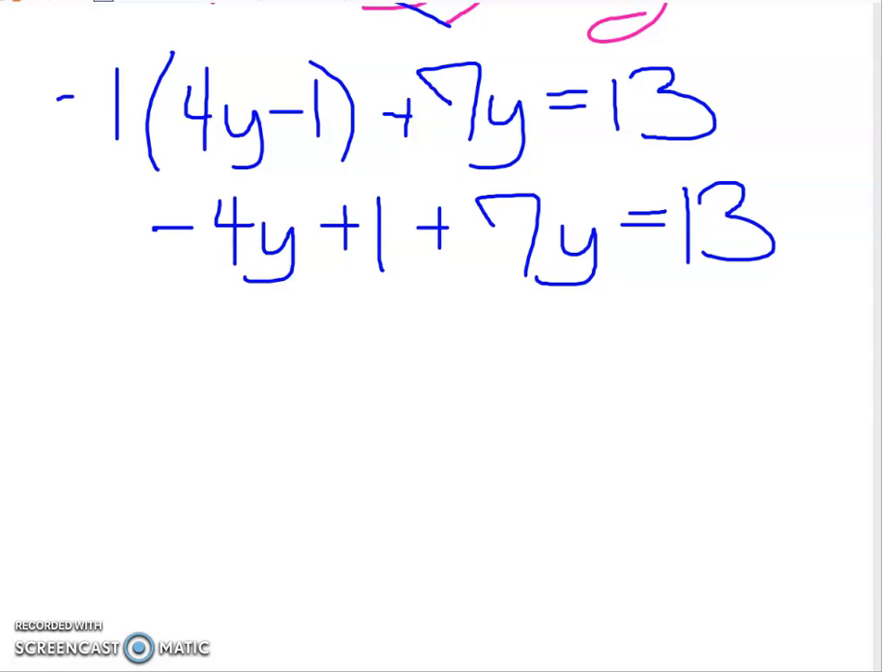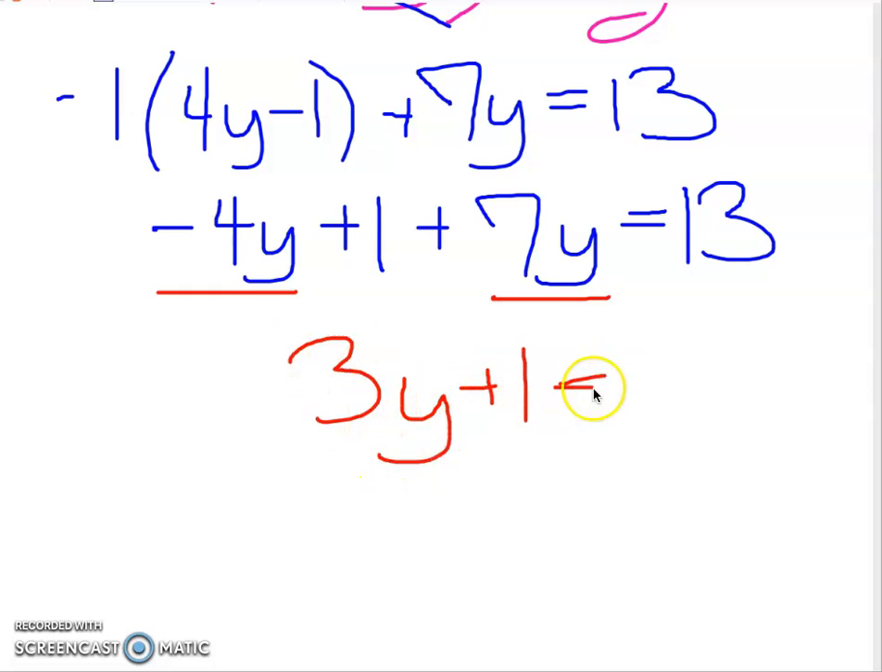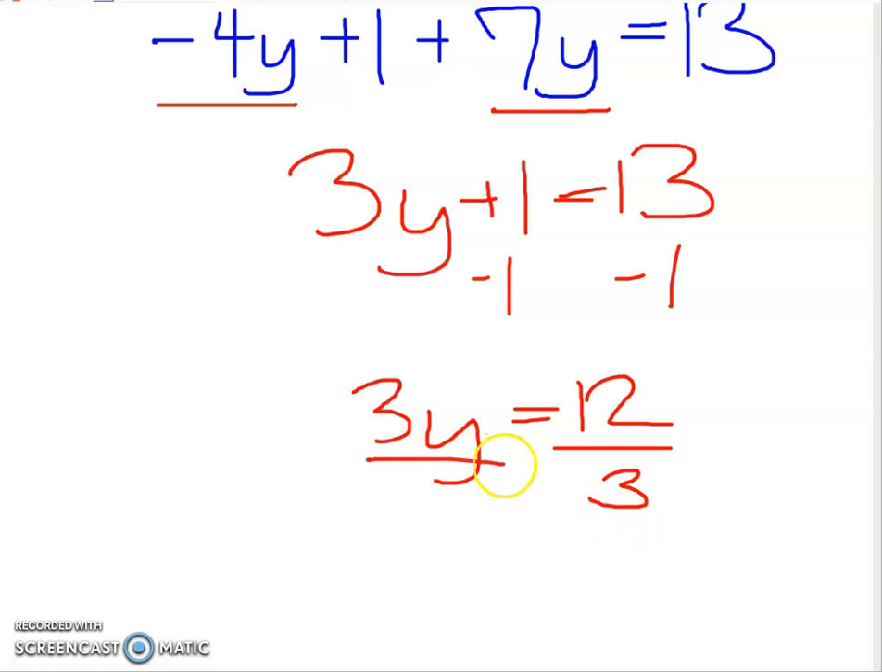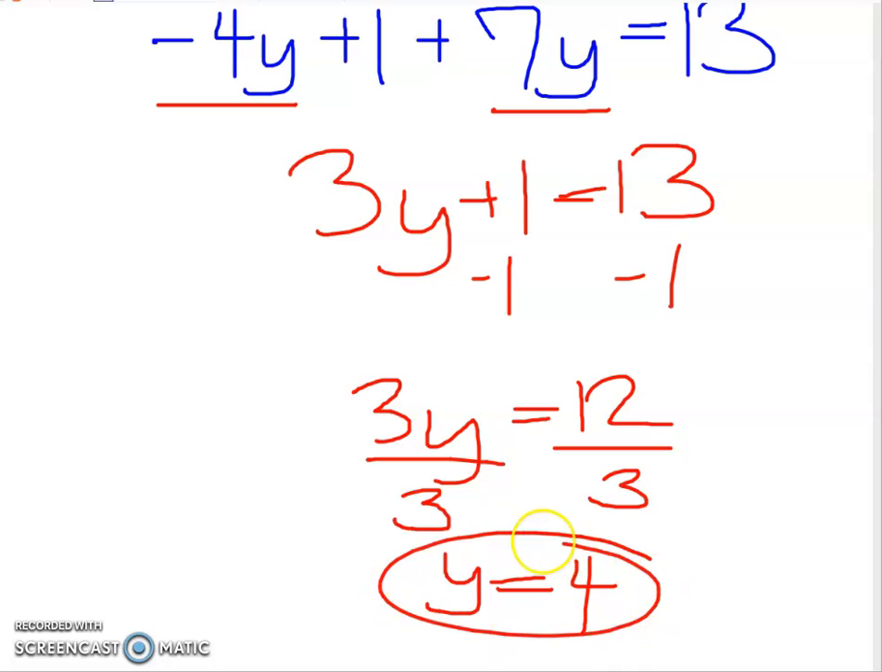We're going to combine like terms. Our two like terms in this example are going to be the negative 4y and the 7y. So negative 4 plus 7 gives us 3y plus 1 equals 13. Subtract the 1 from both sides, and you have 3y equals 12. And after we divide, our y value is 4.